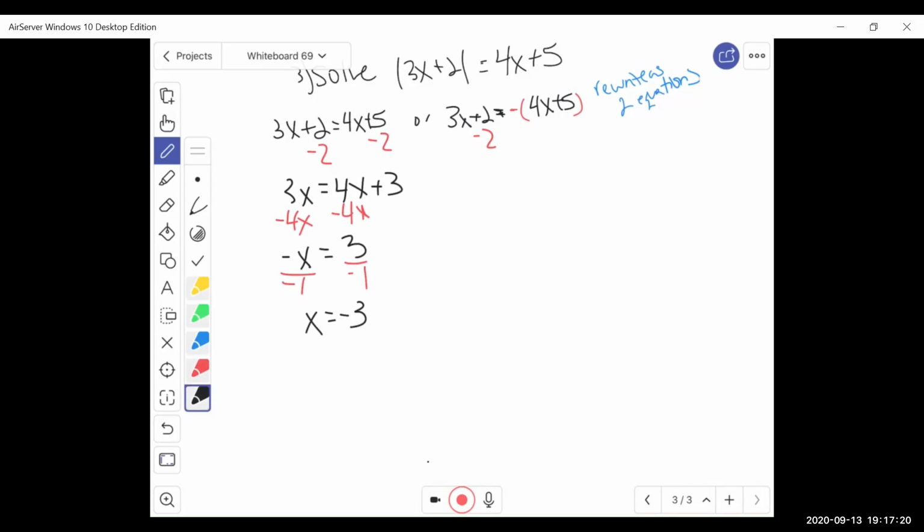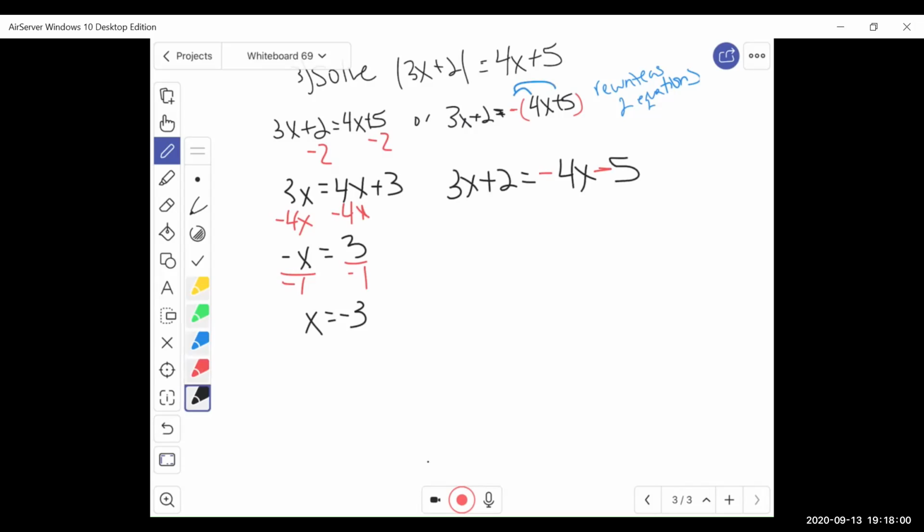So let's do the same on the right-hand side. Before we subtract 2, notice what's different on this one. Notice on the right-hand side, I don't just have one number. I have a binomial, okay? I have a variable and a constant. So when I take the negative of the right-hand side, I'm going to have to distribute that negative. So I'm going to end up with 3x plus 2 equals negative 4x minus 5.